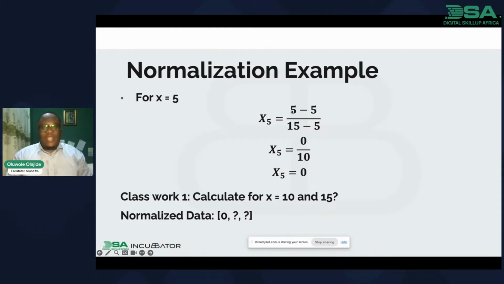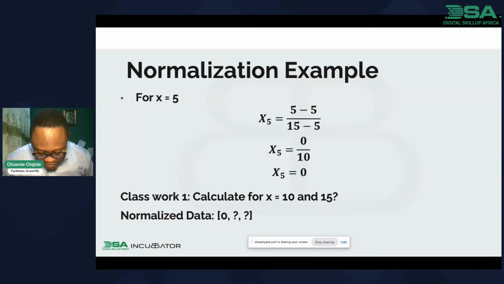If we take 10, this will be 10 minus 5, which will give us 5. Let me see, am I correct? Minimum value. Yes, that will be 10 minus 5. Then this will be maximum value 15 minus 5, which will be 10. So 5 over 10. So you see, you keep on doing that, the more you pick those values one after the other.